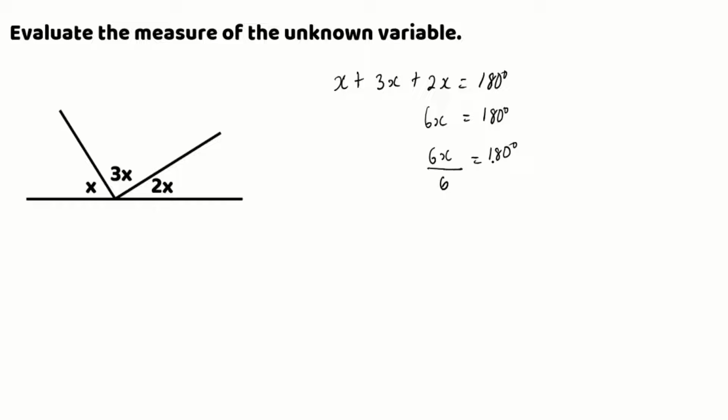Remember that with these one-step equations, when we're dividing by our coefficient, our coefficient is always that number that is being multiplied to our unknown variable. And in this case, it is 6. So we're dividing both sides of our equation by 6. So 6 divided by 6 will be 1. We're going to be left with just our x, which we will bring down.